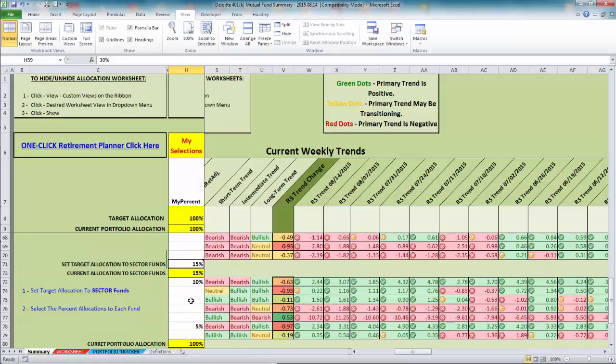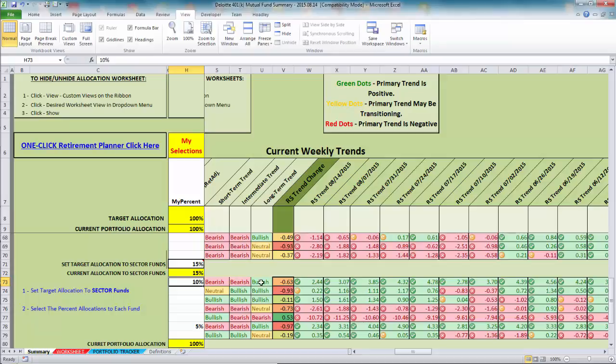And finally, our sector allocation, we have a 15% allocation. And again, that's derived from the asset allocation questionnaire at the top of the page. And we currently have a 15% allocation, so we're fully invested in this section.